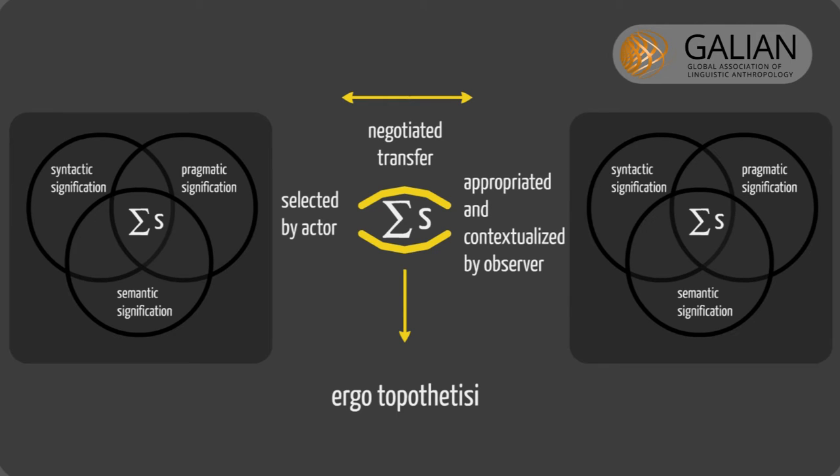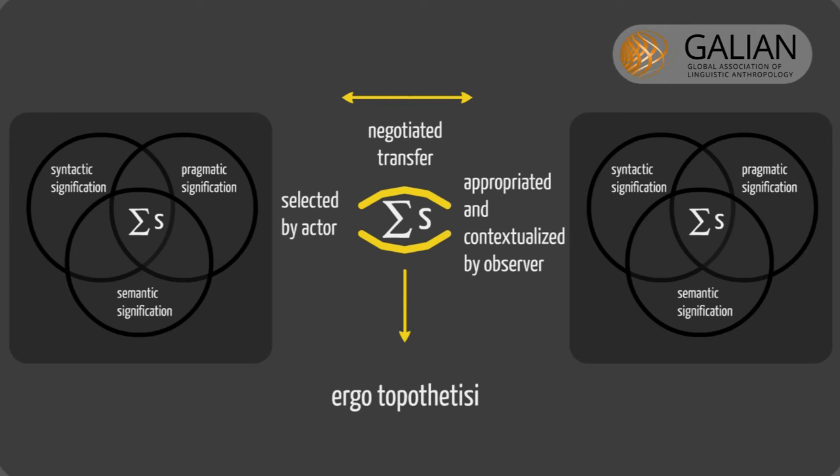of signification. So hence the signification is selected by the actor and reappropriated, or appropriated and reappropriated and contextualized by the observer, and then reselected by the actor and then reappropriated and reselected by the observer, and this becomes then another sigma S, the sigma S of the negotiated transfer, and this becomes a new ergo topotheticy.